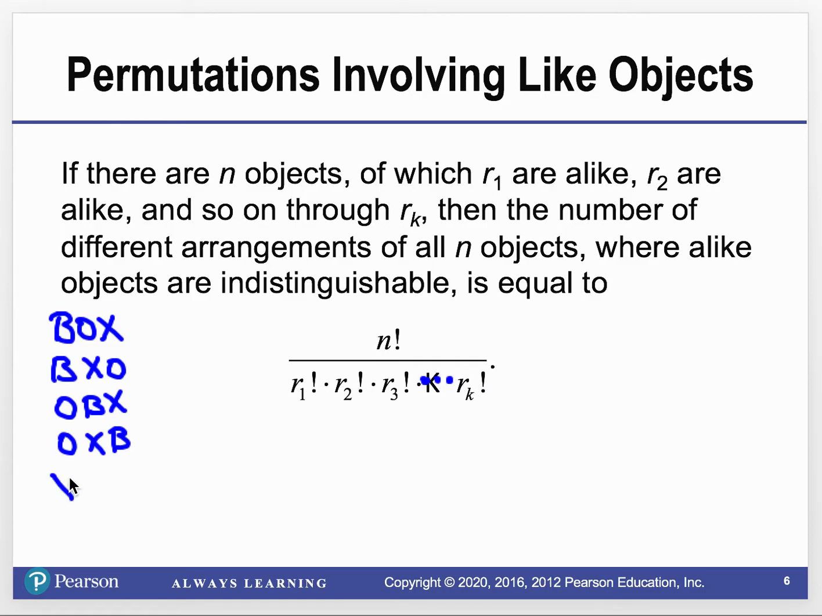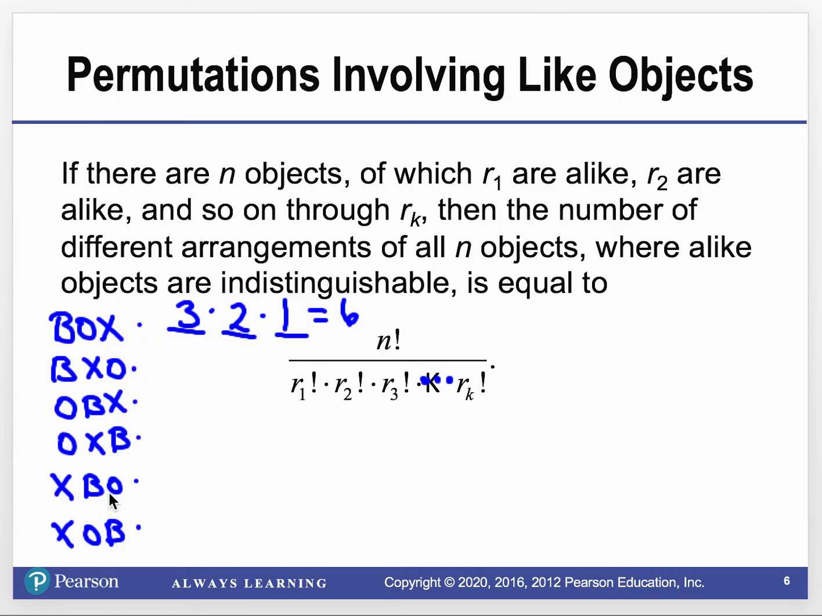Okay, or I could put the X first and a BO, or an X first and an OB. 1, 2, 3, 4, 5, 6. Notice if I have 3 letters, that's 3 spaces that can be filled in, and I want to know how many different arrangements I have. Well, I could choose from a B, an O, or an X to put right here. But once I've put one of them there, then I only have 2 choices left. Oh, yeah, 6, which I can see right here.